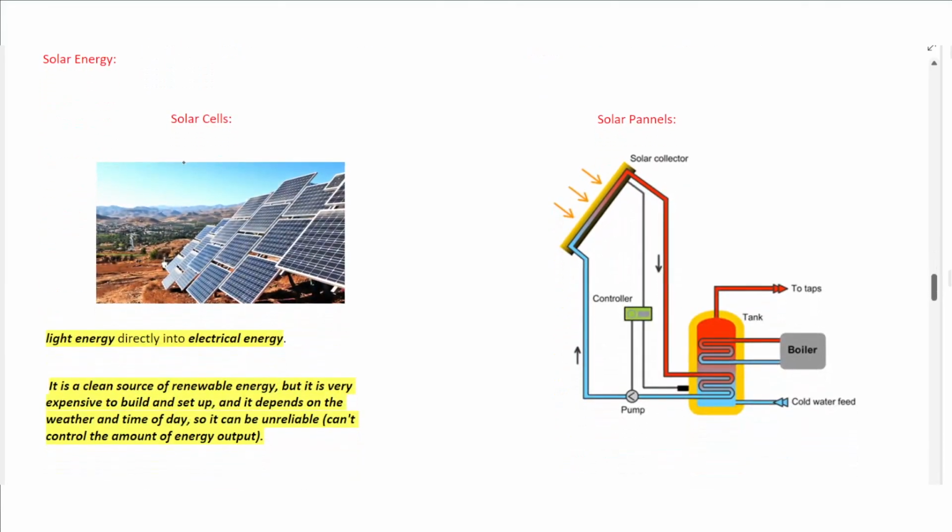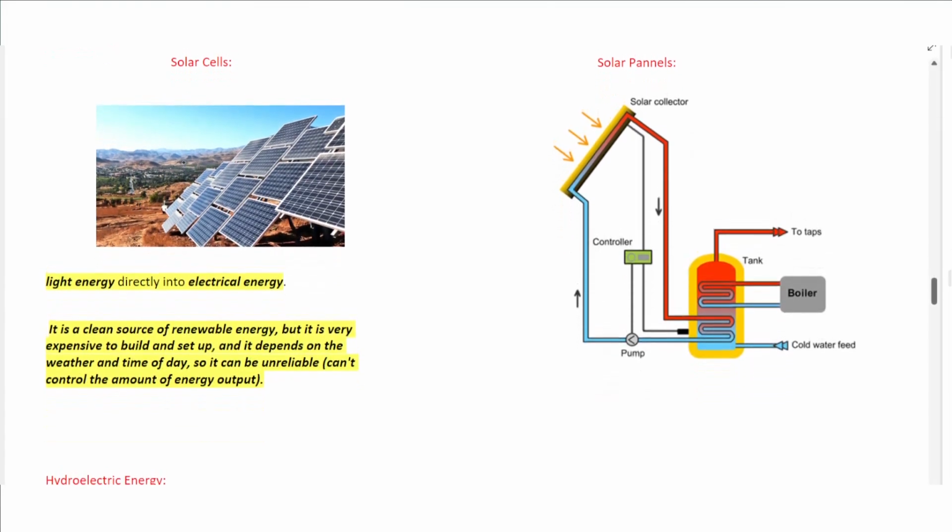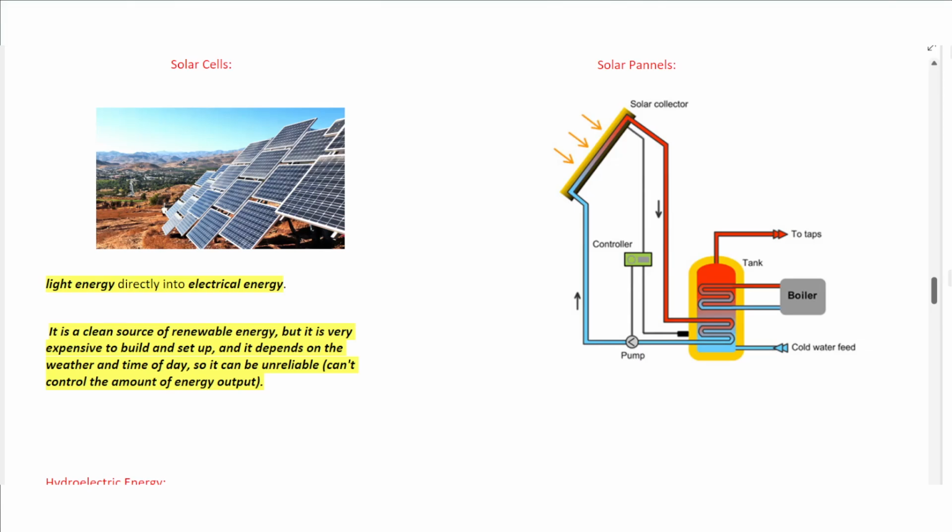The types of renewable energy: the first type is solar energy. We can use solar cells to generate electricity, so we convert light energy into electrical energy. Or solar panels that use heat energy from the sun, from the radiation of the sun, to heat up some water. In this type of energy resource, we have several advantages. It is a clean and renewable source of energy. It causes no pollution or emits no harmful gases.